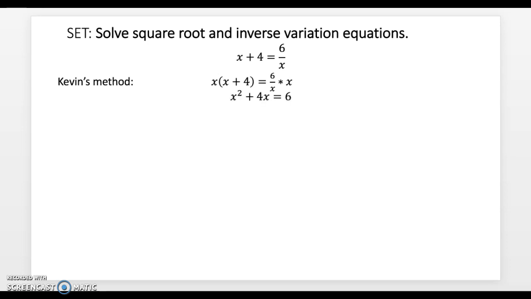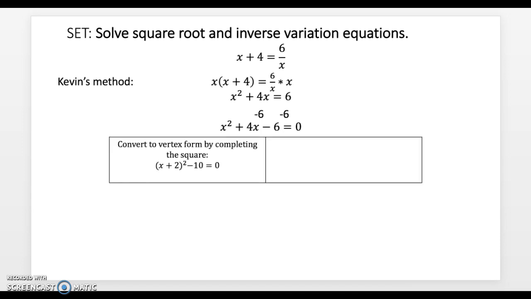Then we will find that we can get a standard quadratic equation, and that is by setting it equal to 0 by moving the 6 over. And then we find that we can't factor it, so we have a couple options. One is we could convert to vertex form by completing the square. So that means that we're going to divide this b value by 2. 4 divided by 2 gives us the 2 that you see here in the equation.